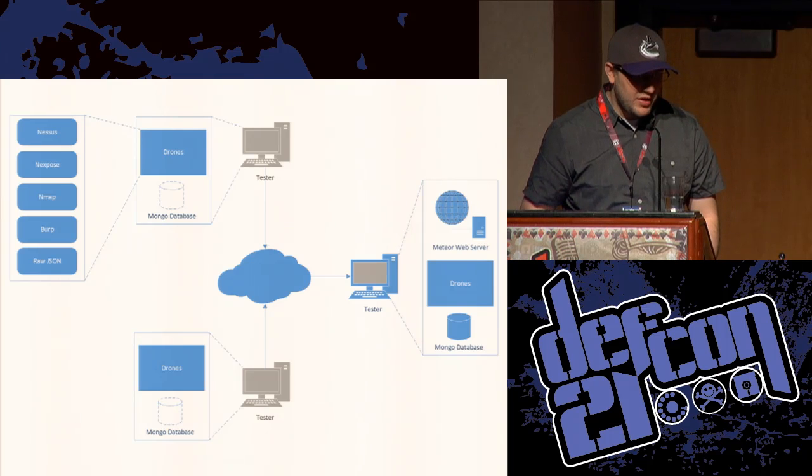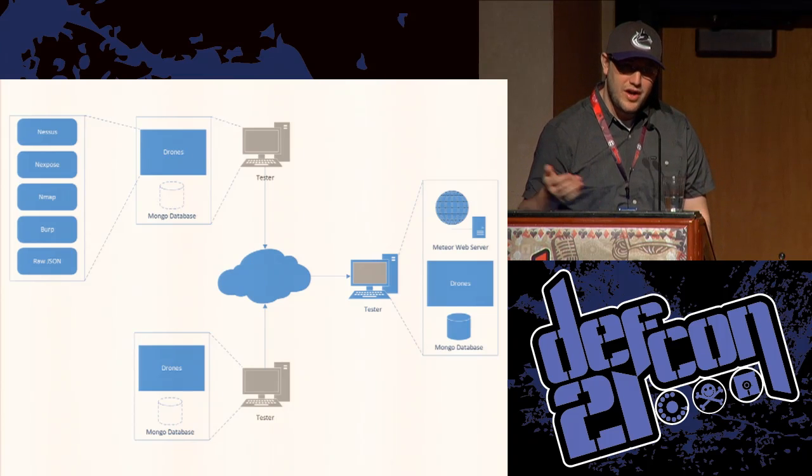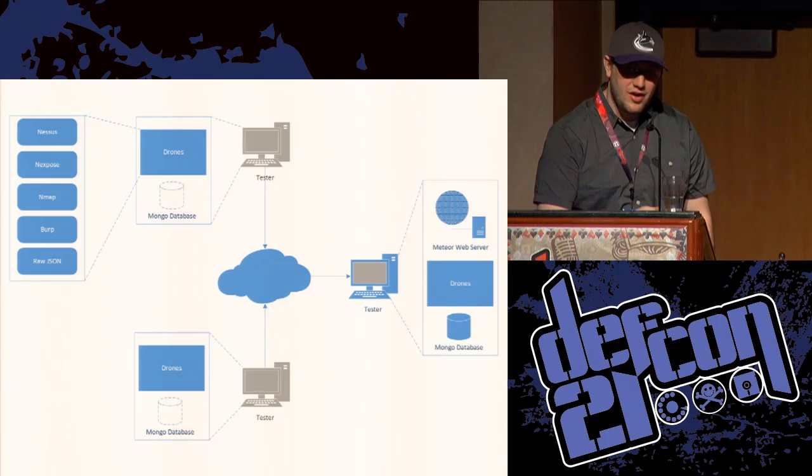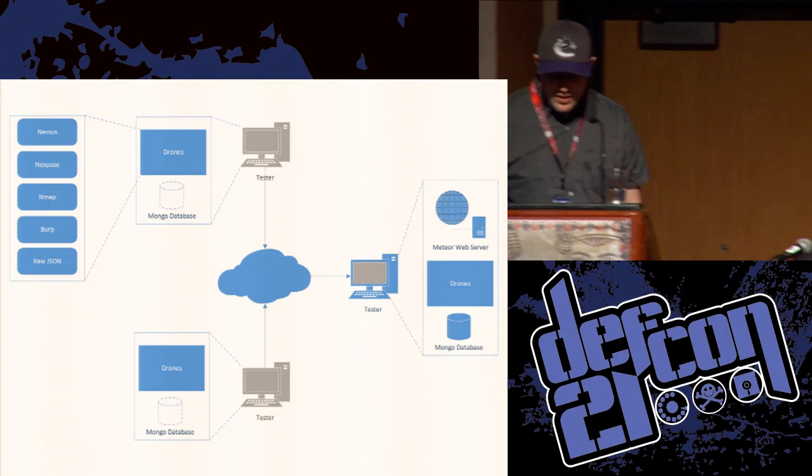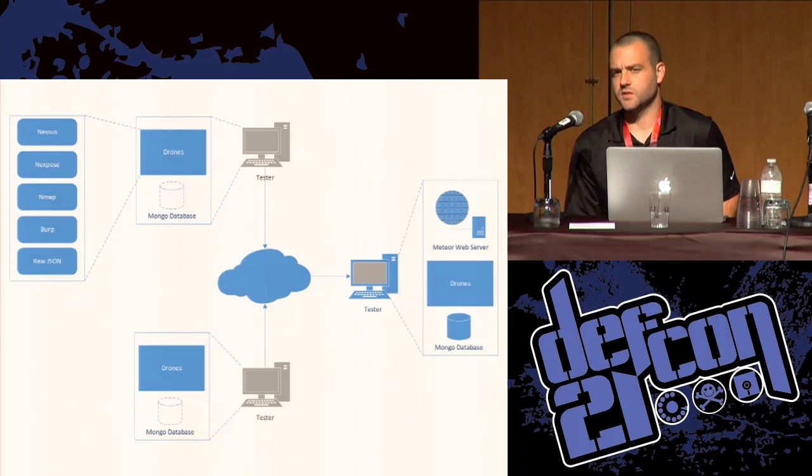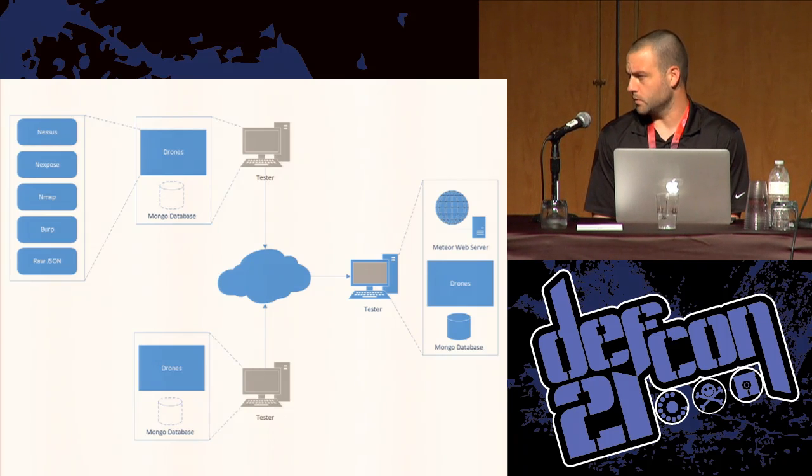Of course, the web application is only useful if we can get data into it via all the automated tools that we use. Dan's going to talk about how that happens. The tools that actually consume the data we call drones. They're command line tools written in Python that use a common API. They parse data from some of the tools that we commonly use for our pen tests, and that would be Nessus, Nexpose, Nmap, and Burp, as well as a raw JSON one.